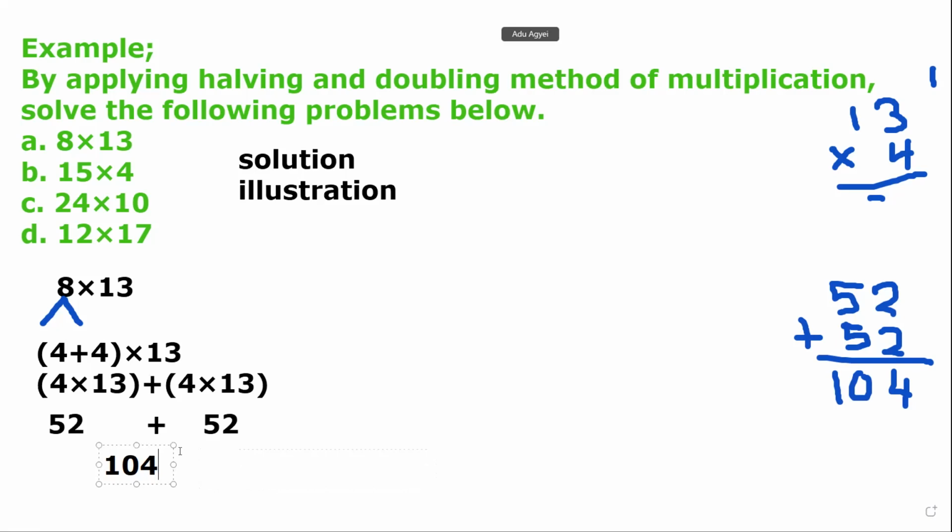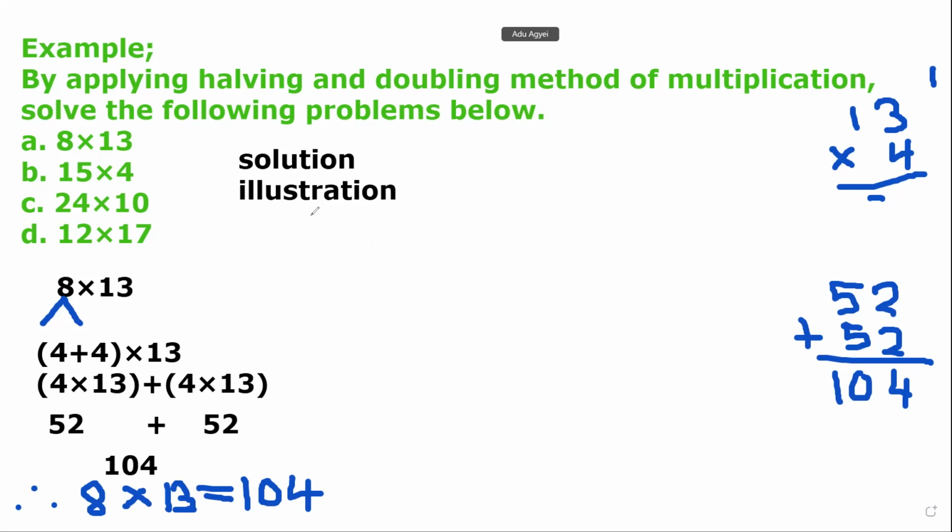So that is the question 1. So therefore, 8 times 13 is equal to 104. Okay, good. Now let's solve the B.